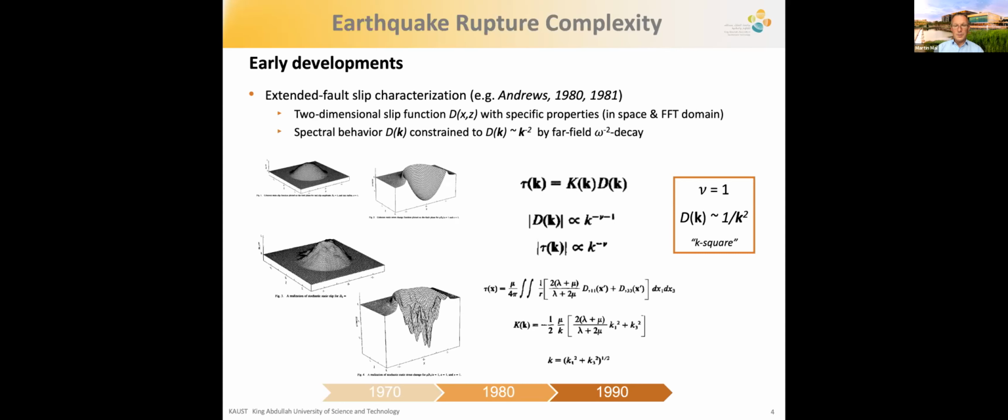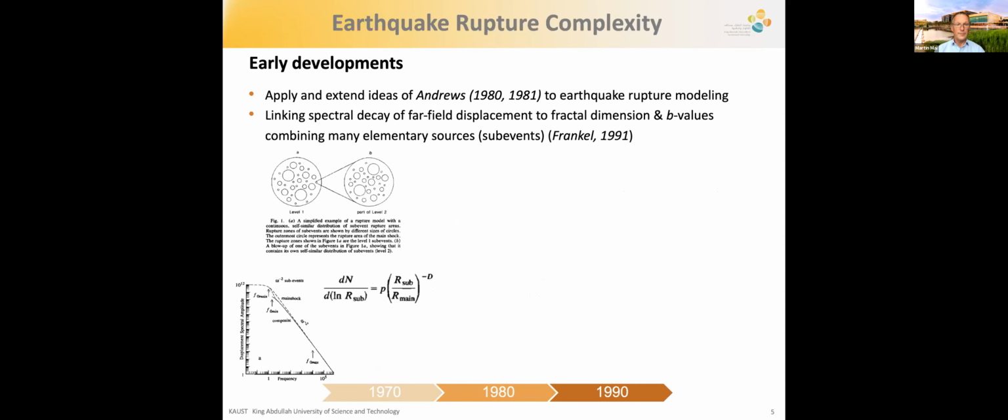And using this representation, he actually showed that the scaling exponent for the spectral decay for slip and stress can be written as K to the minus nu minus 1 for slip, or K to the minus nu for stress. And it turns out this nu has to be 1 to match the observations, or close to 1, of the far-field omega spectral decay. So this is very profound theoretical work back in the early 80s that led to lots of developments in this field.